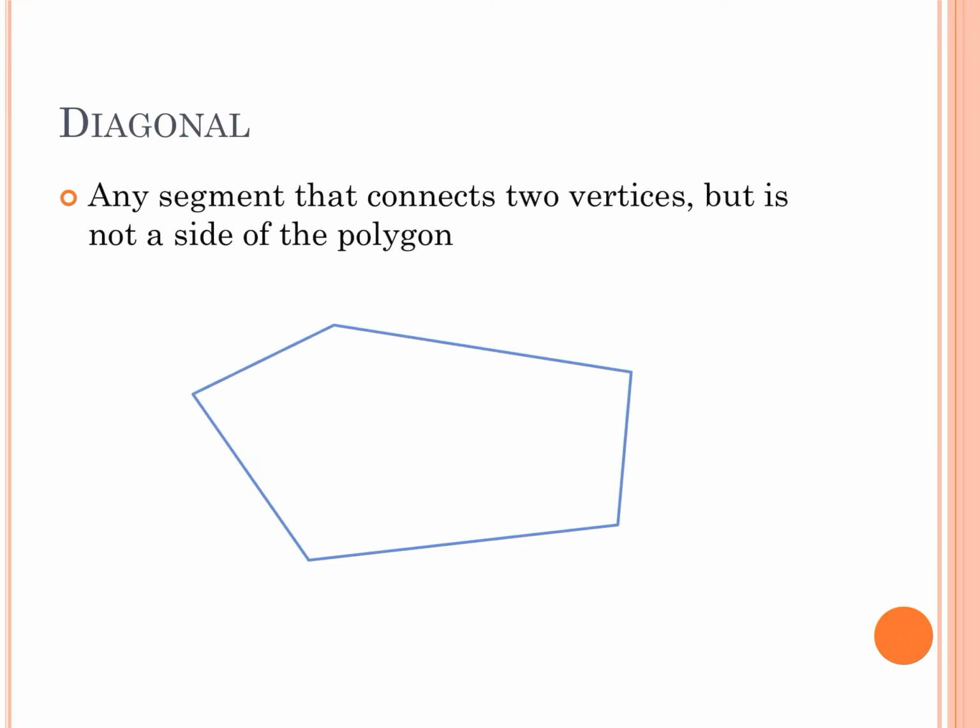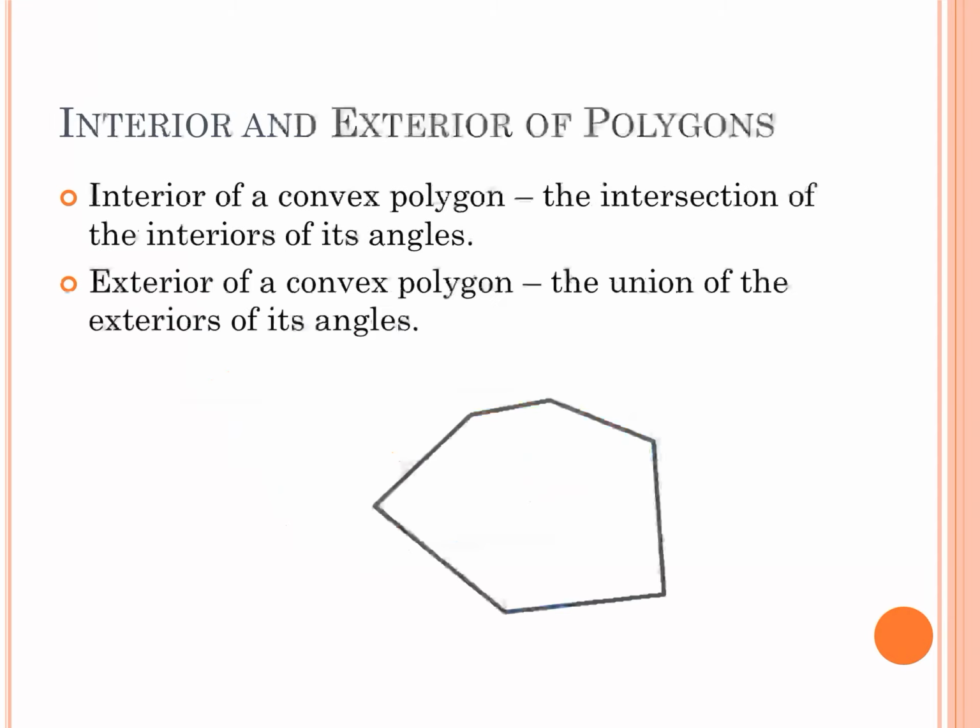Another term, diagonal. Any segment that connects 2 vertices but is not a side of the polygon. So it has to connect 2 vertices but not a side. So we could say, well, here's a vertex and here's a vertex. We connect that, but that doesn't fit the part that it's not a side. So in this case, there's a couple diagonals that can be drawn from that vertex. So there's 2. Then maybe we have from a different vertex. So we can draw diagonals from each vertex.